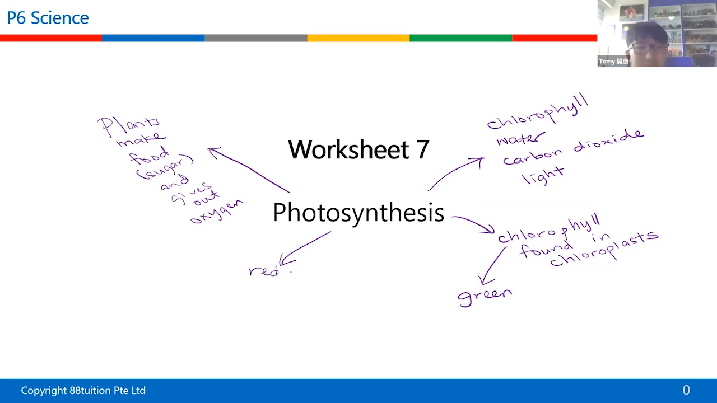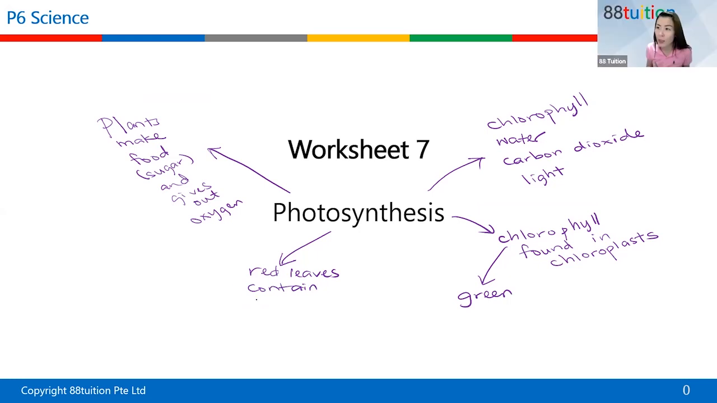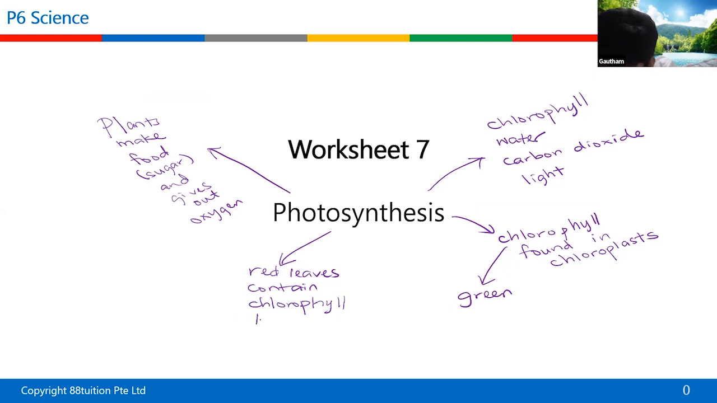Okay, those plants with red leaves, how do they survive? Actually, there's also purple leaves, right? Purple also, not just red. Okay, red or purple, they actually contain chlorophyll, but because of the red or the purple pigment, they appear to be just red in color. That is actually hidden. The green color is hidden.